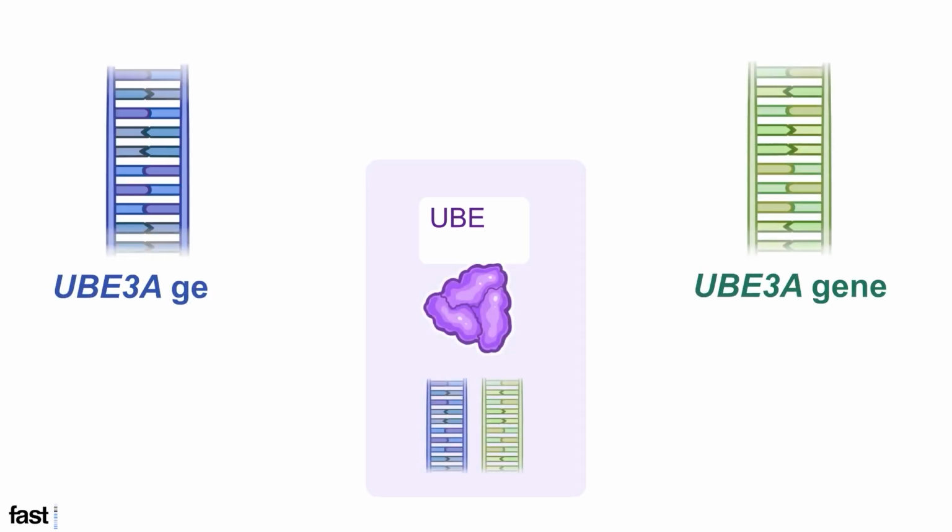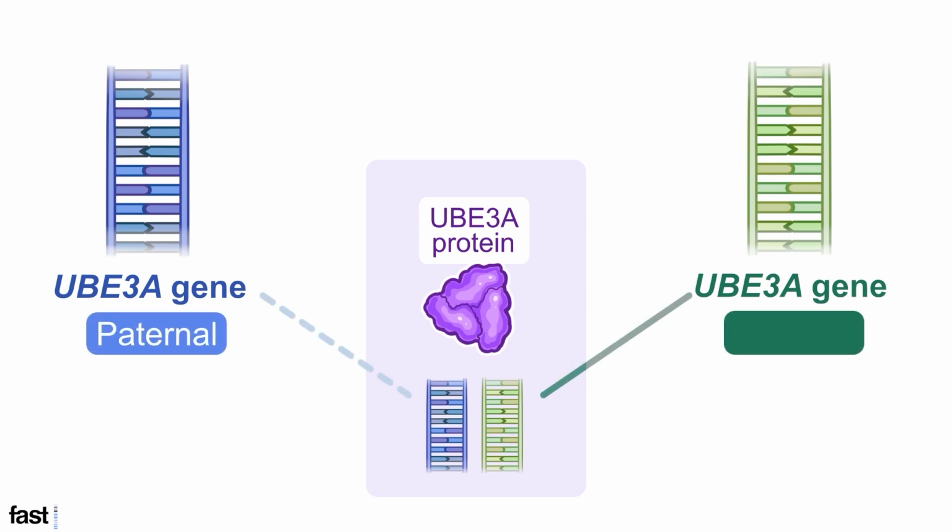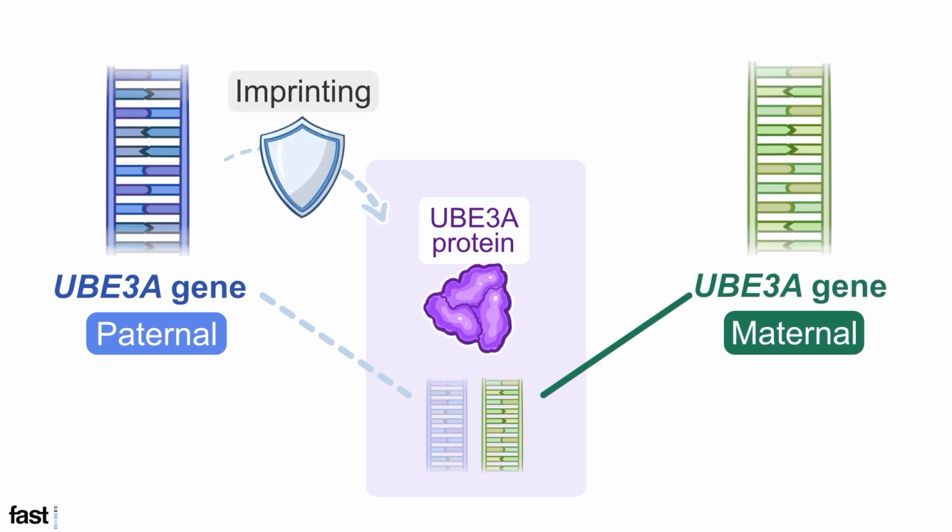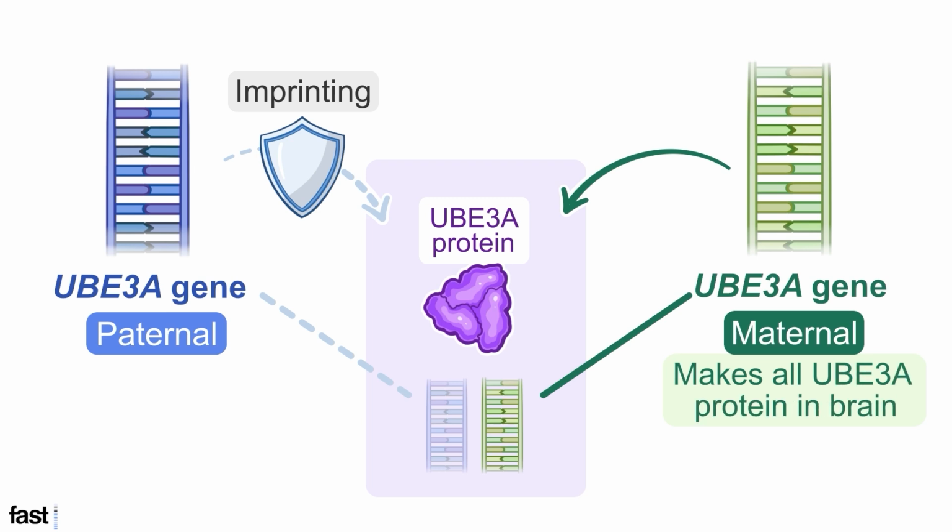Typically, each person has 2 copies of the UBE3A gene, one from each parent. The one from the father is called paternal, and the one from the mother is called maternal. In all people, the paternal UBE3A gene is silenced or turned off in brain cells, a process called imprinting, so the maternal UBE3A gene is responsible for making all the UBE3A protein in the brain.